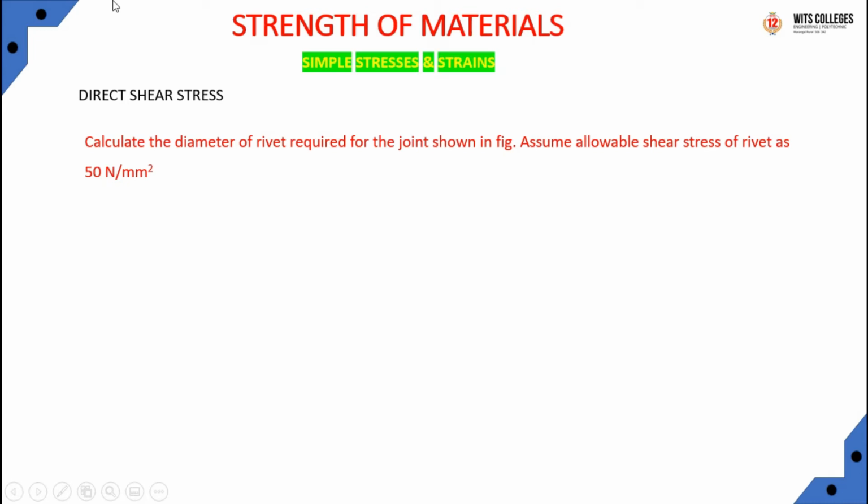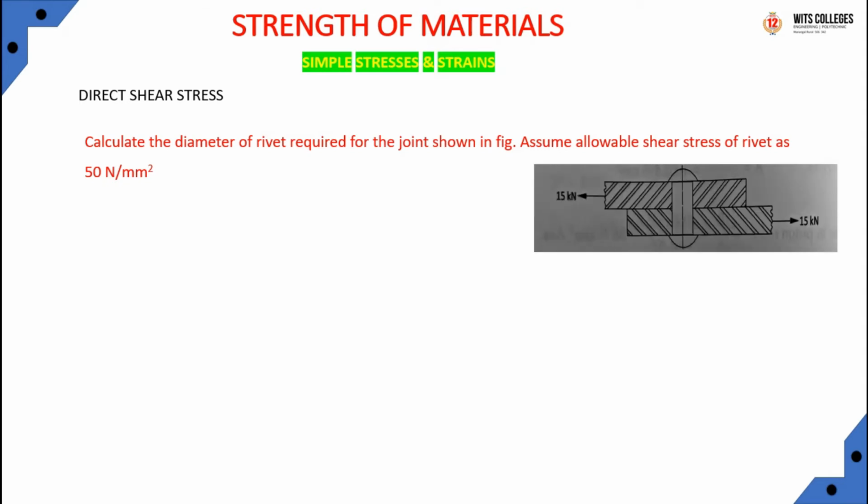Now the next problem is based on direct shear stresses. Calculate the diameter of rivet required for the joint shown in the figure. Assume the allowable shear stress of the rivet as 50 Newton per mm square. Just go through the figure. This is a rivet joint. This is one plate and this is the other plate, riveted by one rivet. Both sides have a 15 kilonewton load acting on the two plates.